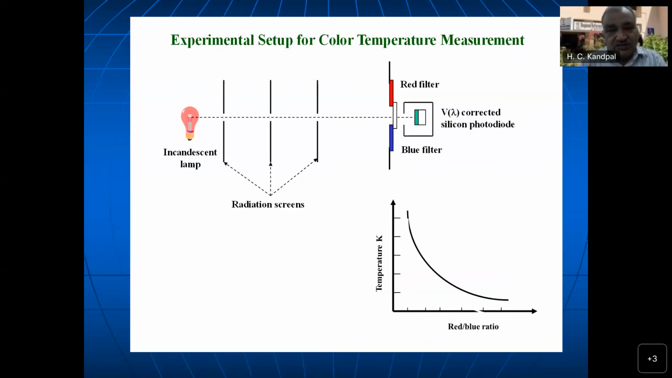Now, this system is used for measuring the color temperature. I do not have much time to tell all that, but this type of system is used by NPL for assessing whether the detector submitted by you is a well-defined V lambda corrected silicon photodiode or not. So this helps determine whether the detector has a V lambda response or not. If it does not, then you are not doing luminous flux measurement, because the light will have other components like UV and infrared in many cases. Therefore, the measurements will be erroneous. So they have a system where they can assess your value. This is used for measuring the color temperature and also for checking the V lambda correction.